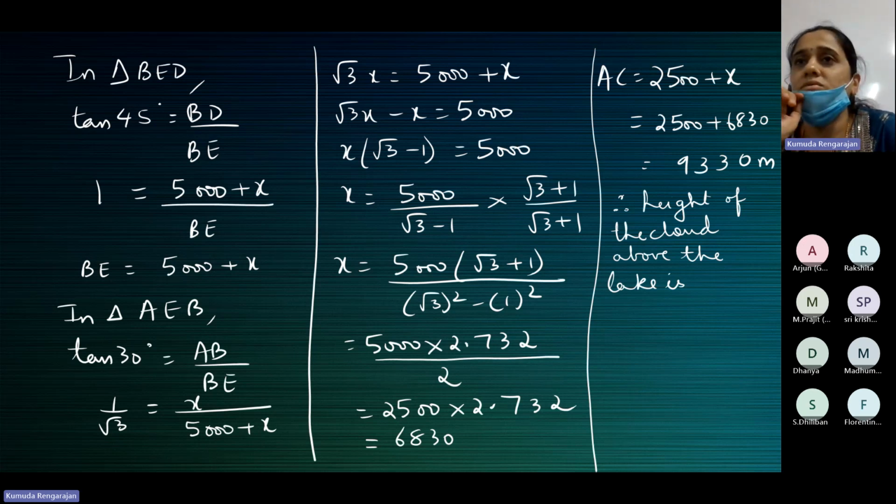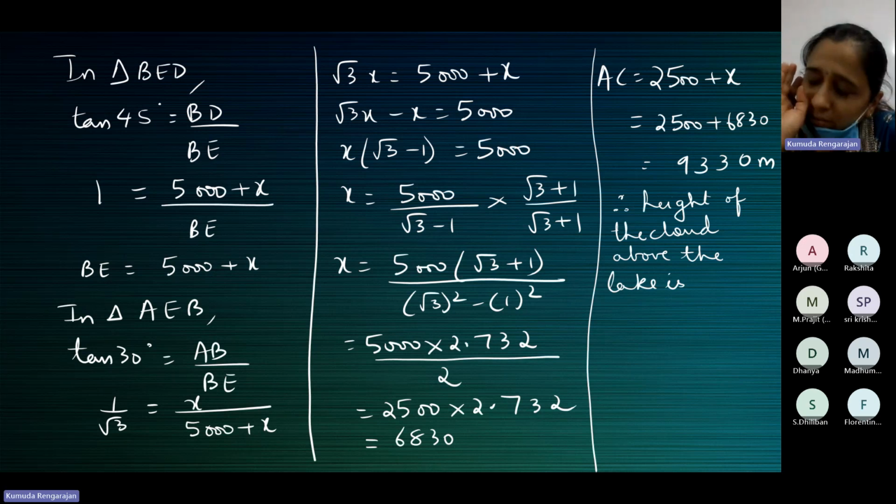As students, we have to complete it by taking the value of root 3. If it's root 5 or root 7, the value will be given to you in the question. It will be given.